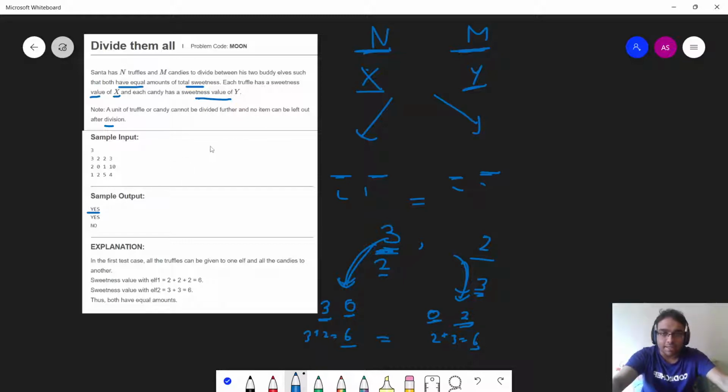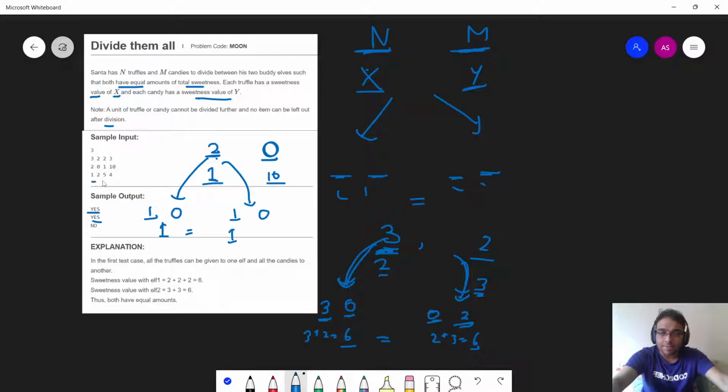Here the problem is saying that we have 2 truffles and 0 candies. The sweetness value of this truffle is 1 and the sweetness value of the candy is 10. So how can we distribute? My candies are 0 and truffles are 2, so we can distribute 1 truffle and 0 candies to one elf and 1 truffle and 0 candies to the other. As a result the sweetness value here is 1 and this is also 1. So 1 equals 1 and hence the answer is yes for this particular case.